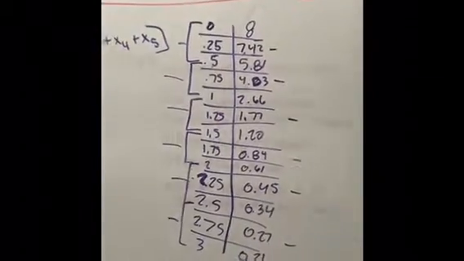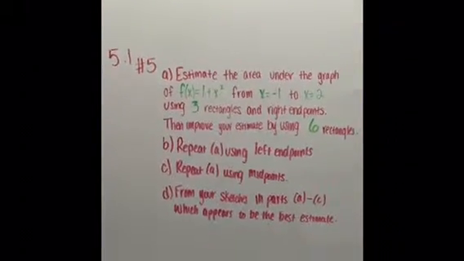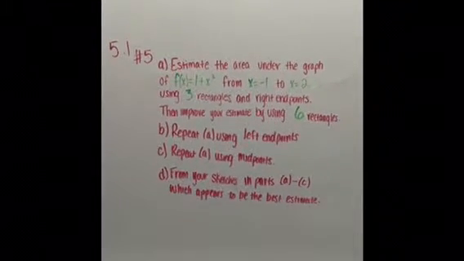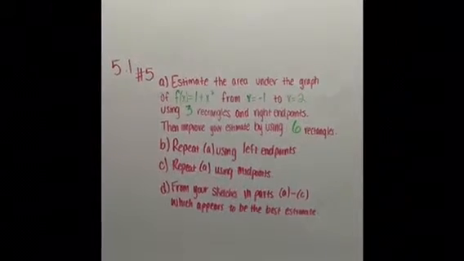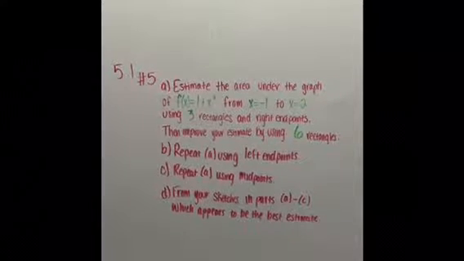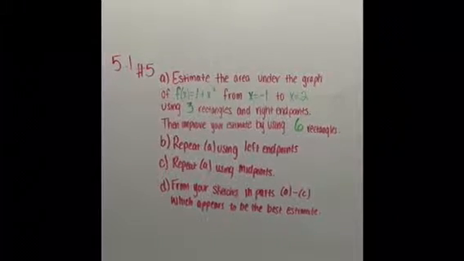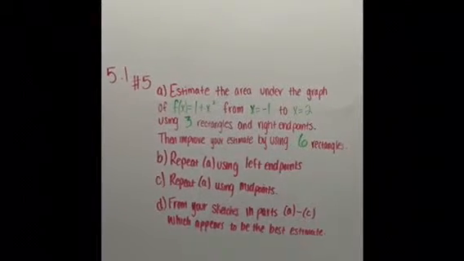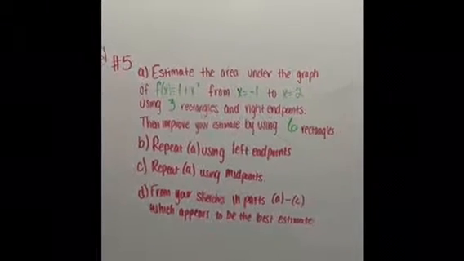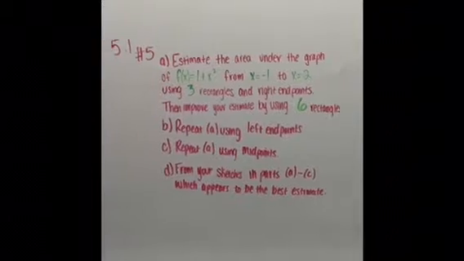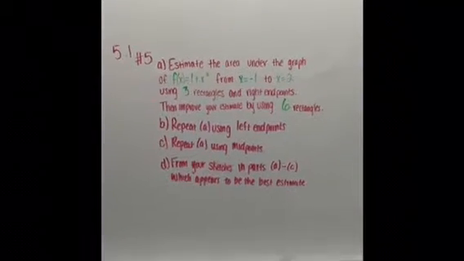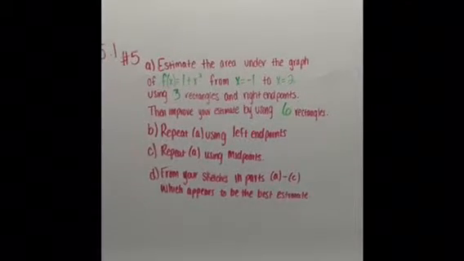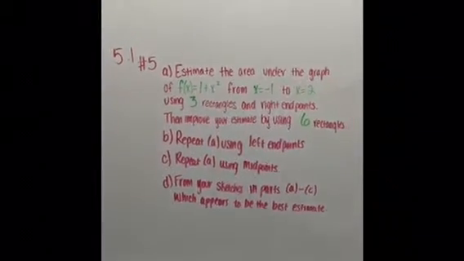My name is Robin Sarah Dyson, and I will be doing an example in the book, number 5 in chapter 5.1. So the question is, estimate the area under the graph of f of x equals 1 plus x squared, from x equals negative 1 to x equals 2, using 3 rectangles, using right endpoints, and then 6 rectangles. B is using the same as A with left endpoints, and C is using A with midpoints, and then for D we're going to discuss which method was the best estimate.